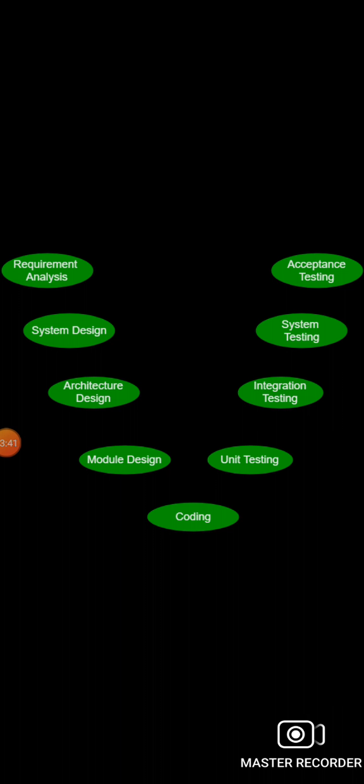The third phase is the architectural design. Architecture specifications are understood and designed in this phase. Usually more than one technical approach is proposed, and based on the technical and financial feasibility the final design is taken. The system design is broken down further into modules taking up different functionality. This is also referred to as the high level design, known as HLD.